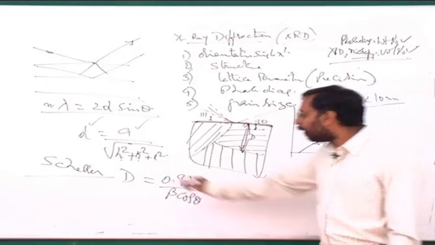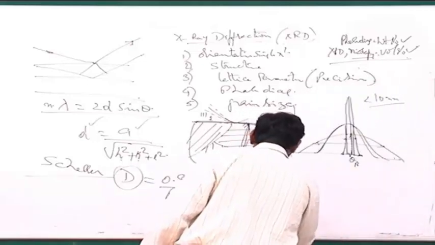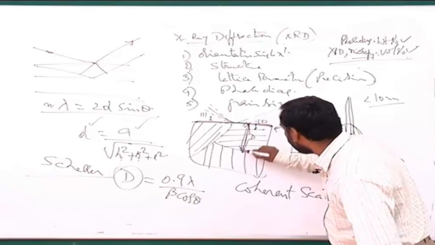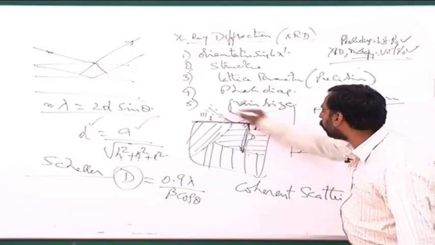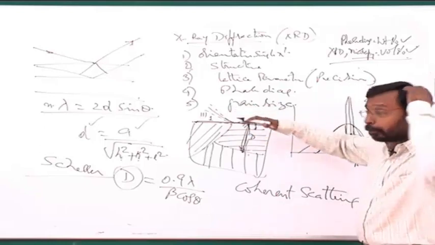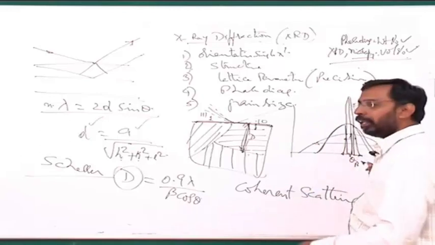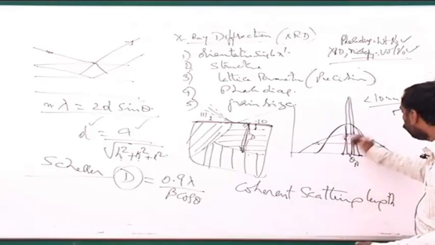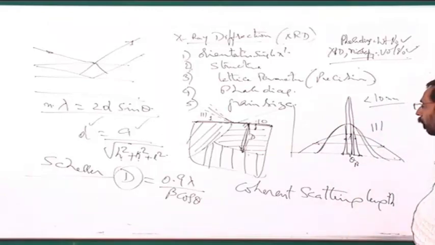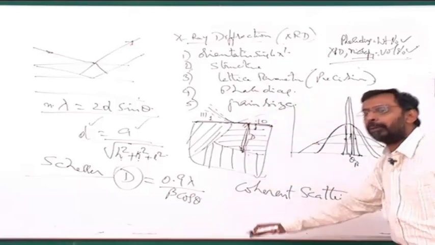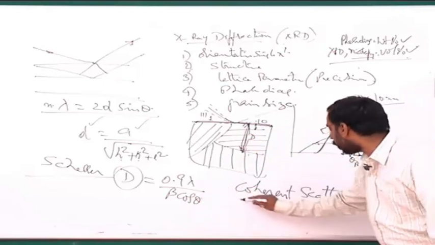Scherrer does not even define it as a grain size. He simply calls it the coherent scattering length. That means it is nothing but the thickness of the sample grain in the direction perpendicular to the plane, whichever plane is giving diffraction. If I am using a particular HKL plane for the diffraction and using the peak broadening of that HKL plane, it may be the 111 plane, the thickness of the sample in the direction perpendicular to that plane is what is called the coherent scattering length.